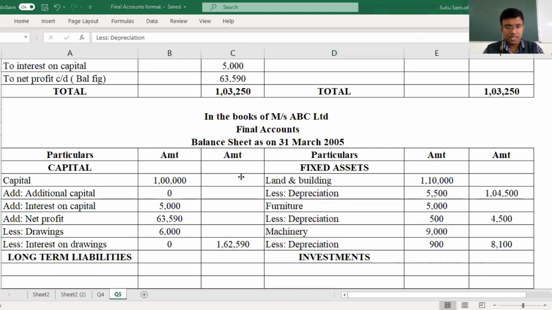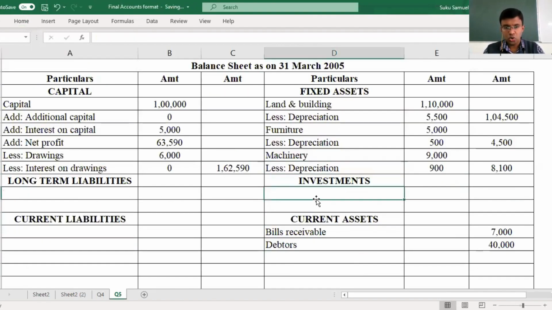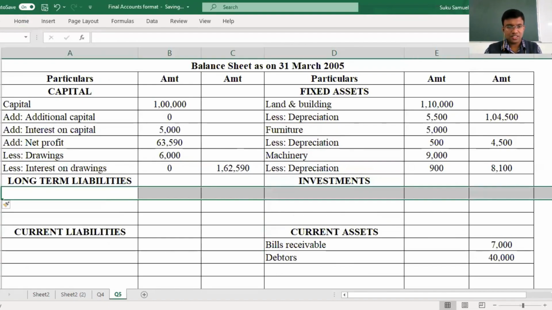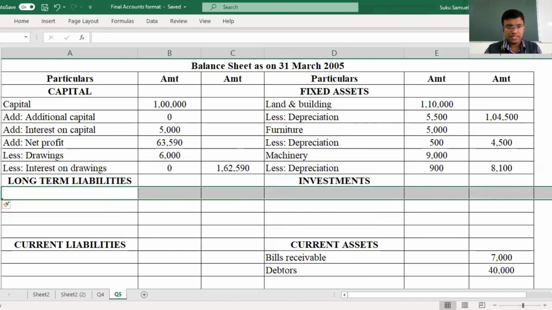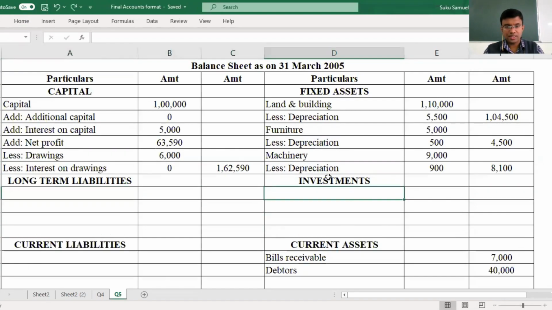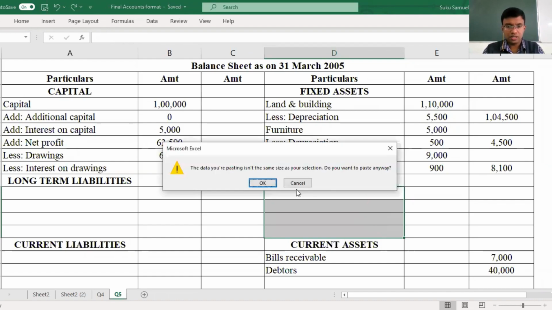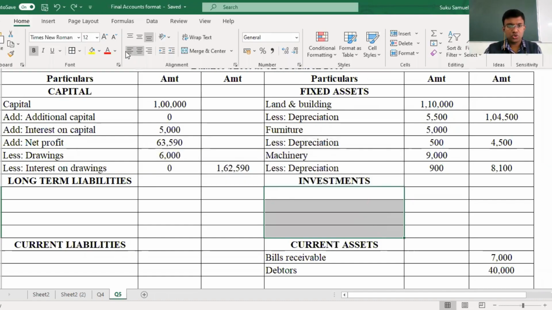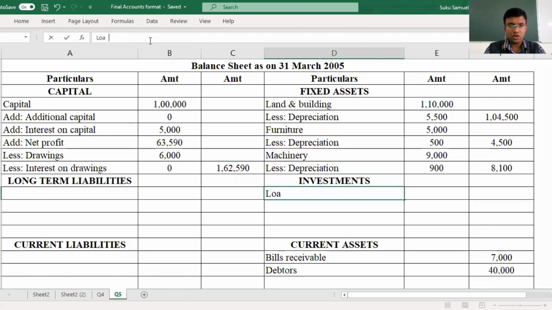Now we have to consider the investments. The investments that we have over here are loan given. Why are we considering loan as an investment? Because in this case we are lending out the loan to someone. That's the reason why we are considering that as an investment. We are showing it as an investment because it is loan given, and loan given is an asset.